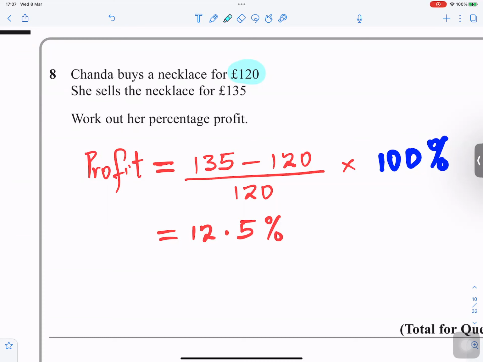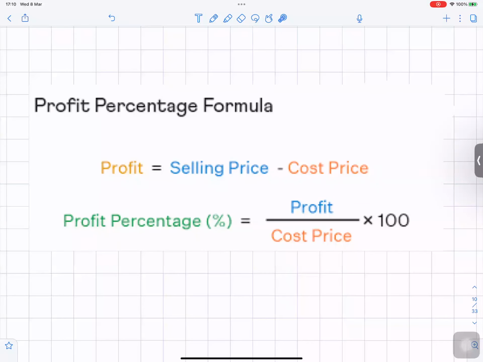12.5%. And here is a formula. It's a profit percentage formula, which you can try and learn for your exam. The profit is the selling price minus the cost price. And percentage profit is that profit divided by the cost price times 100. So remember, the cost price goes underneath, what they call the original price, and then times 100 to change it to a percentage. So try and learn that formula, it will help you with other questions in the exams.